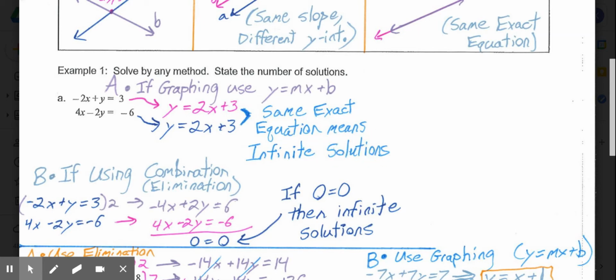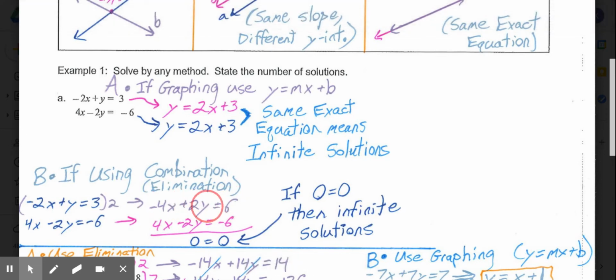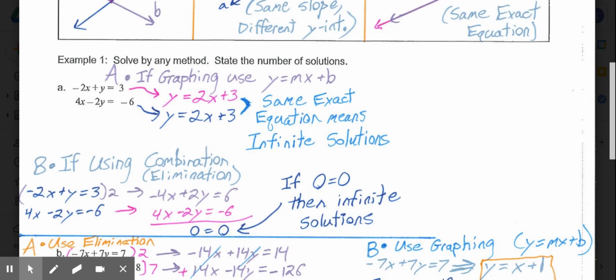But what if we tried a combination or elimination with these two equations? That's part B here. You don't need to do both parts in the practice problems, but for your notes, you should have both recorded. If we tried combinations, with the negative 2x plus y equals 3, we're going to multiply that whole equation by 2, so then we have negative 4x plus 2y equals 6. Our bottom equation is 4x minus 2y equals negative 6. When I add my two equations, we end up with 0 equals 0.